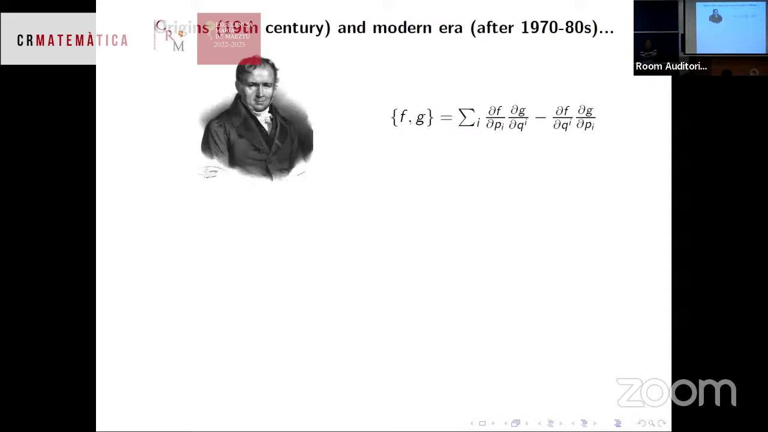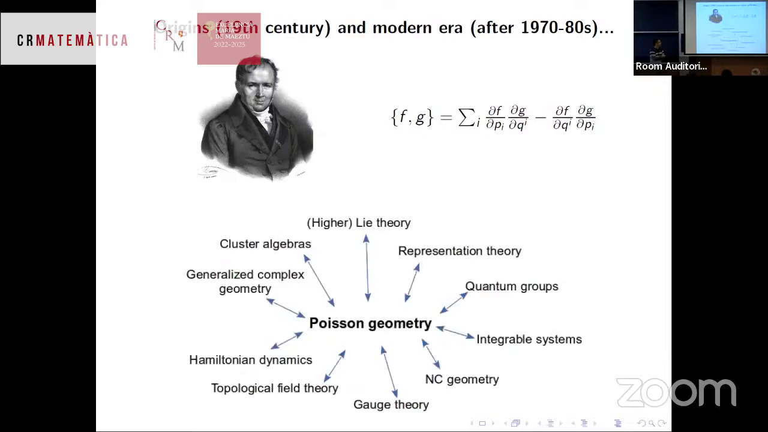So here's a picture of Simon Denis Poisson, who wrote the formula there on the right, which is the Poisson bracket. And so the origin of Poisson geometry is in his work in the early 19th century. There was a long period of dormancy, and the subject was revived in the 70s and 80s of last century. And nowadays, it really is at the crossroads of many subjects in mathematics. So here's an illustration of this fact, several topics that you may be interested in that are related to Poisson geometry. Okay, so I'll try to highlight some of these connections along the way.